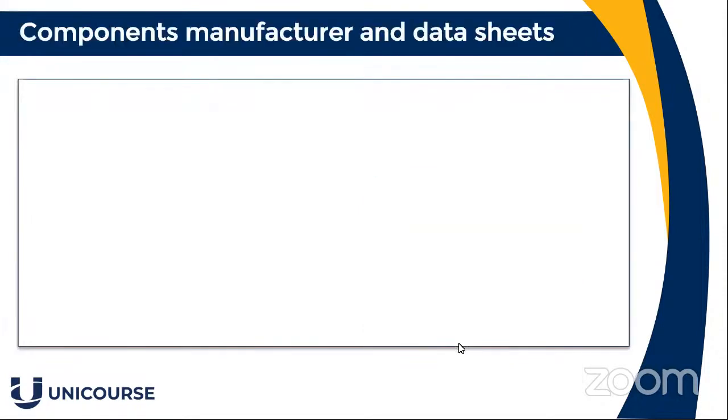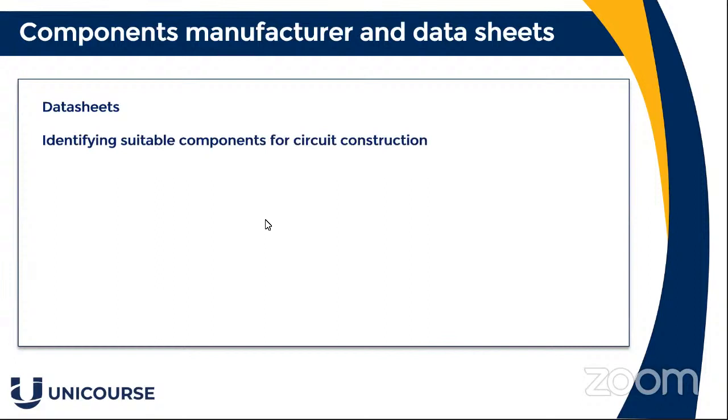So let's start off with the first thing, data sheets. Most of you will come across data sheets, but let's just recap on them. It's allowing us to identify suitable components for circuit construction. For example, you're either being tasked to design, construct, and test a new circuit, or you're replacing a component or components in some equipment, and you need to source in, purchase, buy some new components.